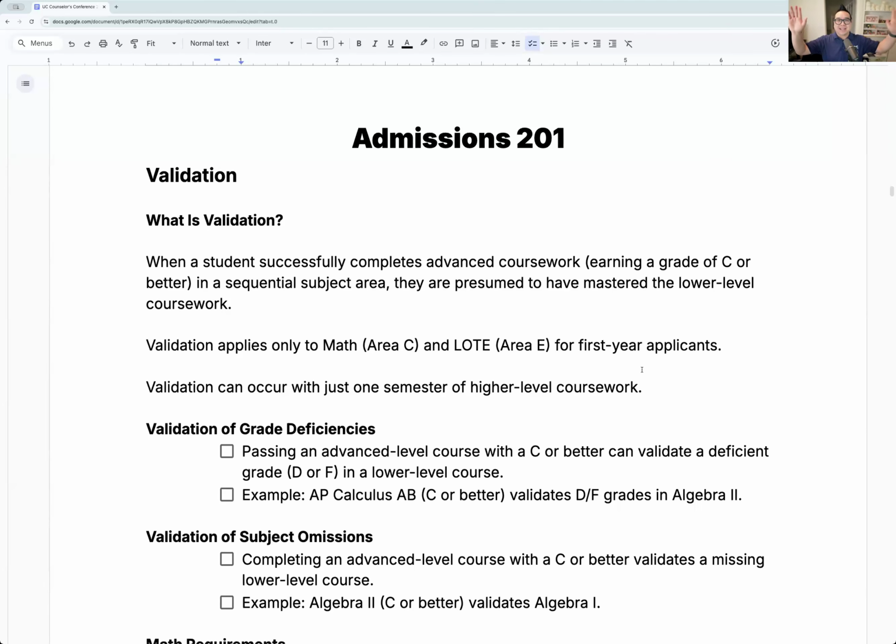Admissions 201. So that was the intro information, which for a lot of the folks who know admissions is pretty much reminders. But this is a little more advanced stuff, where some of the counselors always say, ooh, this is new stuff as well.